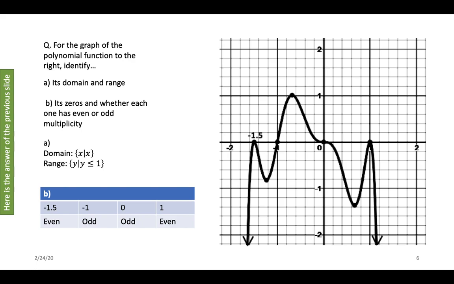Next one is this graph. We have to find out the domain and range. For this function, as it is a polynomial function graph, the domain has to be all real numbers. In this direction it will go forever, and in this direction also it will go forever. That's why the domain is all real numbers.